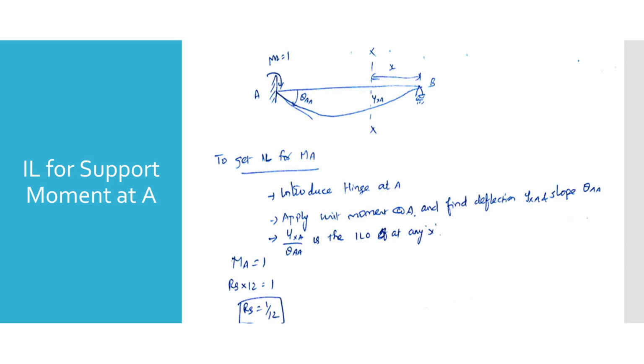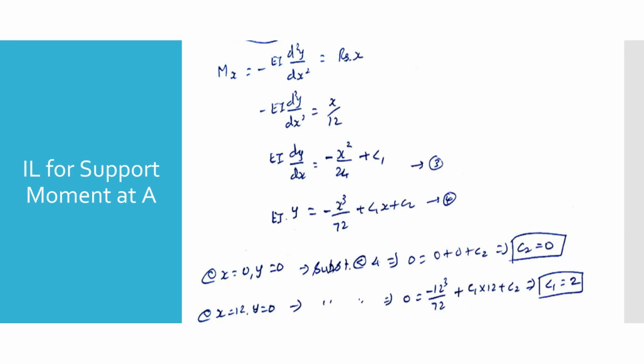The influence line coordinate at any position x is defined mathematically as the ratio of the localized displacement, yxa, to the rotation at the hinge, theta AA. Let's calculate these values. We set up our coordinate system measuring x from the right support, B. The governing bending moment at any section is Mx equals RB times x, which translates to x/12.